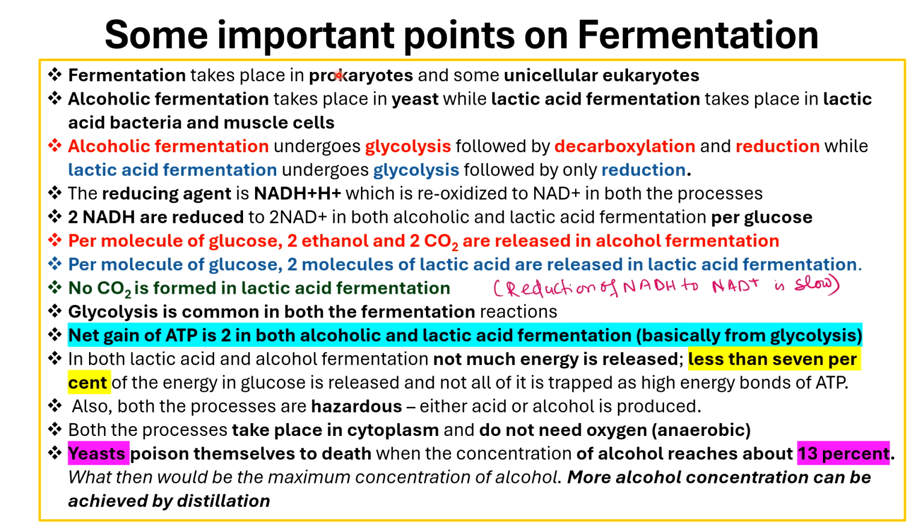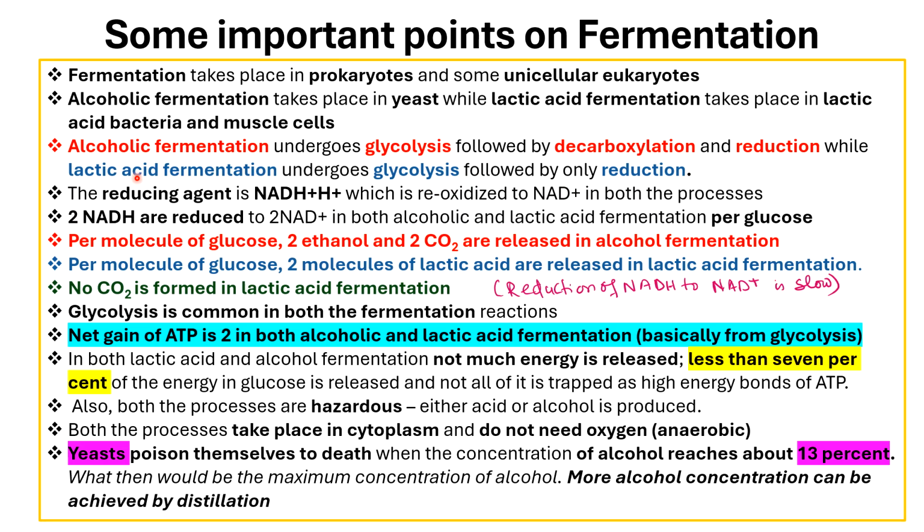Now next, let us look at some important points about fermentation. So fermentation, where does it take place? It takes place in prokaryotes and some unicellular eukaryotes such as yeast. Now we already saw that alcoholic fermentation takes place in yeast, and lactic acid fermentation in lactic acid bacteria as well as the muscle cells. Now the essential steps of alcoholic fermentation are glycolysis, followed by decarboxylation and reduction. Whereas in lactic acid fermentation, we will have glycolysis and a reduction process.